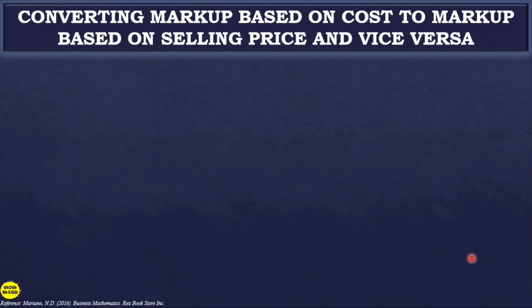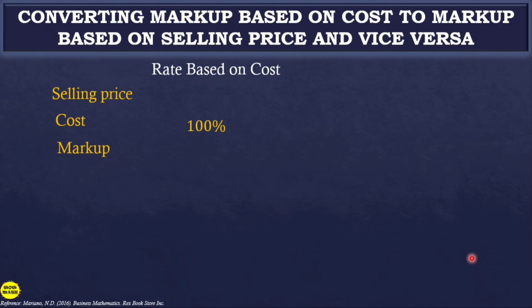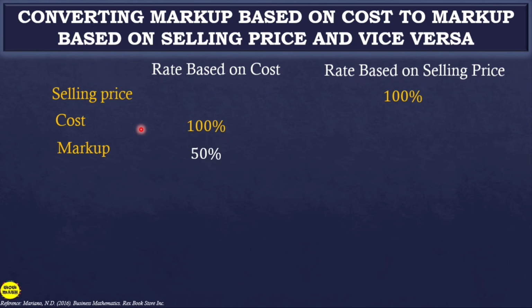Okay, converting markup based on the cost to markup based on the selling price and vice versa. So, paano ginagawa? So, for example, yung rate based on cost natin, 100%, dapat yun nandun kay cost. Kapag based on selling price, yung 100% na kay selling price. So, let's say, yung markup rate natin is 50% and then yung selling price rate natin based on cost is 150%. So, paano natin ngayon kukunin yung rate ng cost based on selling price at yung markup rate natin based on selling price kapag ito yung given?